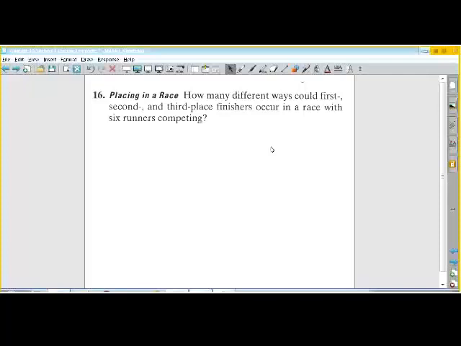So what is N? N is the total number of things you're choosing from. In this case, we're choosing from six runners, so N is 6, and R is the subset that we chose. That's 3 because we have first, second, and third place. So once you have N and R, and you know it's a permutation, you would write down permutations, 6 things taken 3 at a time.